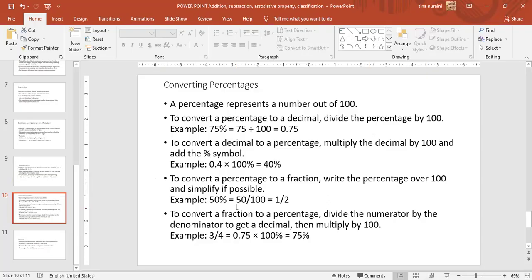Now, to convert a fraction to a percentage, divide the numerator by the denominator to get a decimal, then multiply by 100. Example, 3/4, result 0.75, multiply by 100%, and the result is 75%.